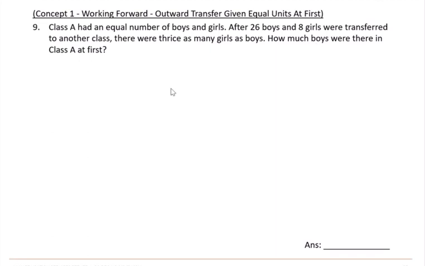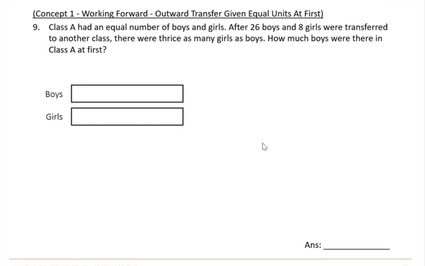So we are going to draw whatever they give us for the first thing. They say this class has a total number of boys and girls. So I'm just going to draw an equal number of boys and girls by using 2 equal units to represent, 2 equal rectangles. Okay? So 26 boys and 8 girls transferred to another class. So when you transfer people to another class, it means you are removing people. So boys will be transferred out, 26 of them. So I shade away 8 girls. So the girls is actually lesser. So that is 8.